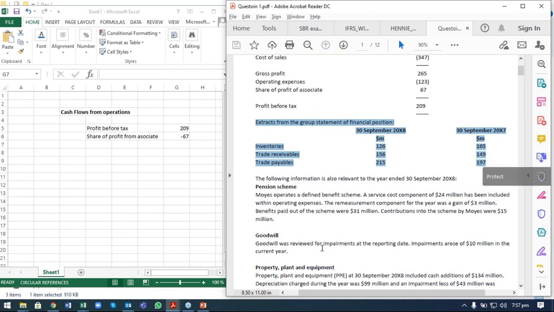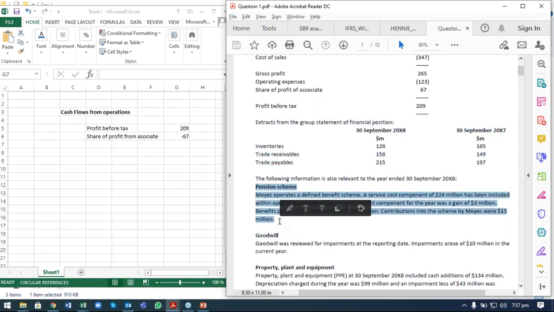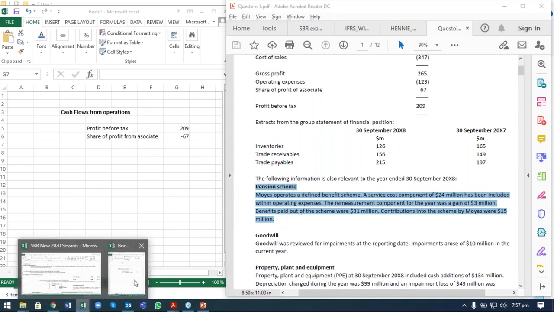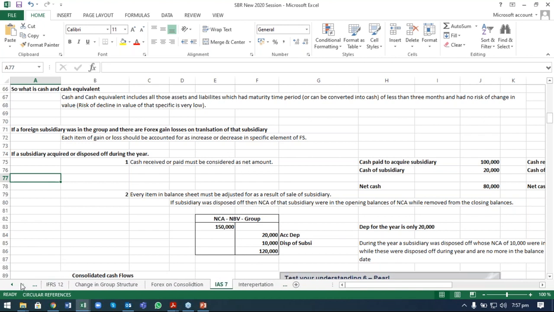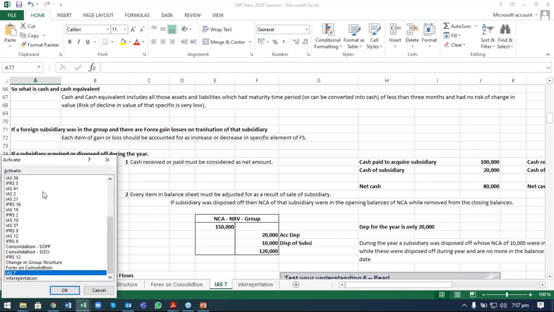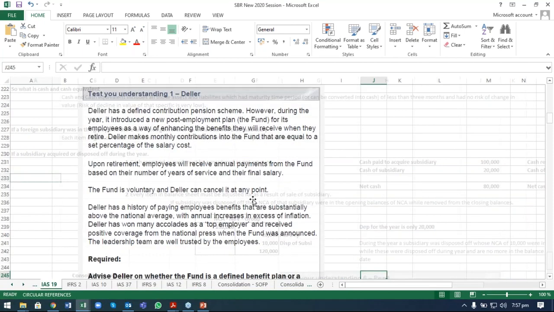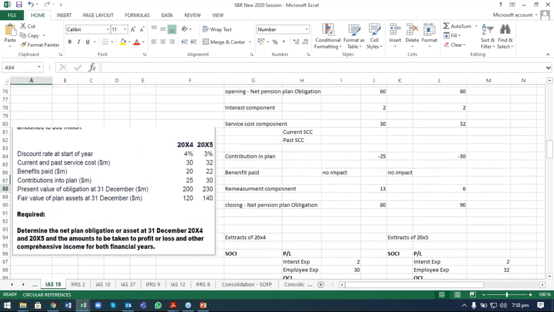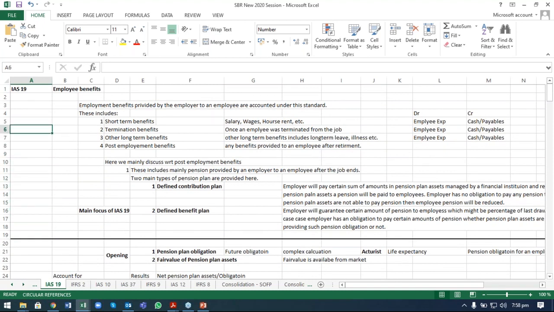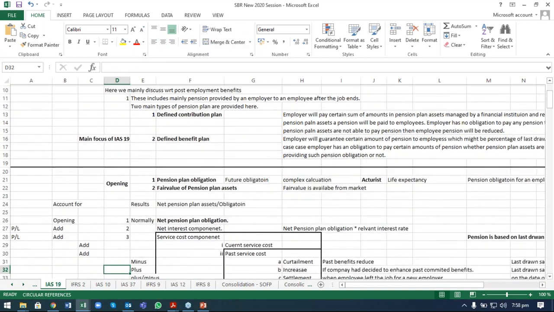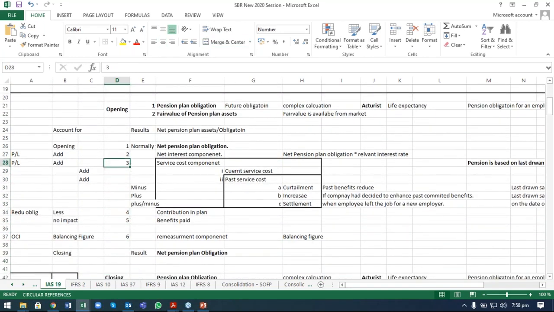So first things first, the pension scheme, IAS 19. I hope everyone has knowledge of IAS 19 and how it actually works. You have to make sure there are a few of the items that were available in IAS 19. Just looking into the brief section of IAS 19, this is employee benefits, IAS 19, and I'll be giving you a format. So these are a few of the items that were reported in your IAS 19. First one is the net pension plan obligation.